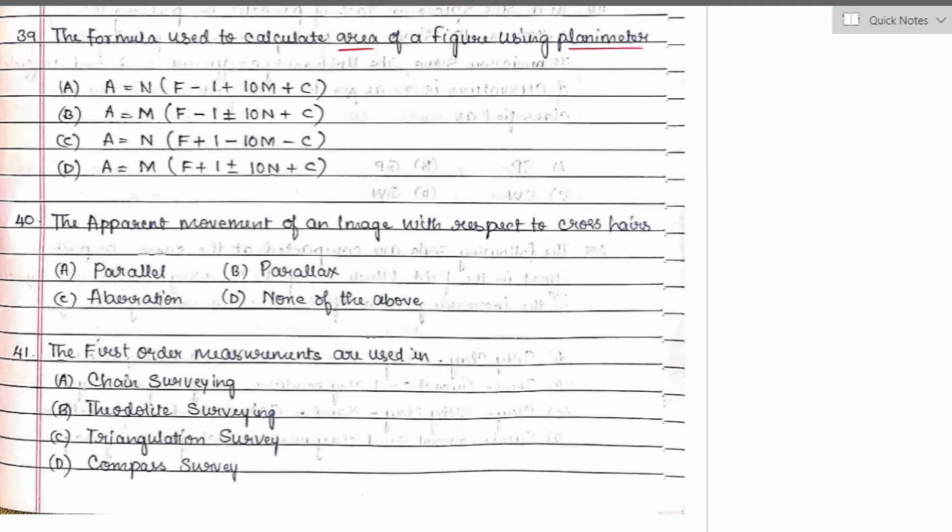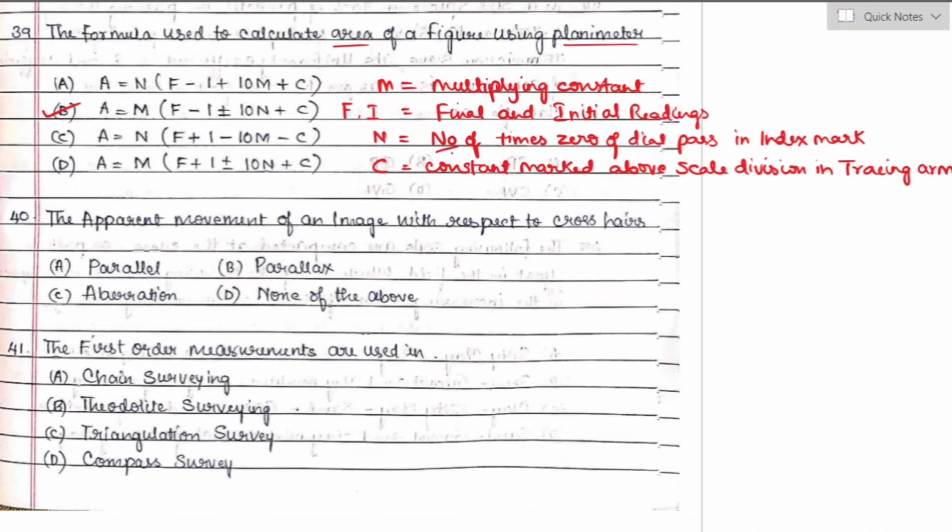When we calculate the area using a planimeter, the formula we use is A = M(F − I ± 10N + C), where M is the multiplying constant, F and I are the final and initial readings, N is the number of times the zero of the dial passes the index mark, and C is the constant marked above the scale division in the tracing arm. So the right answer will be option B.